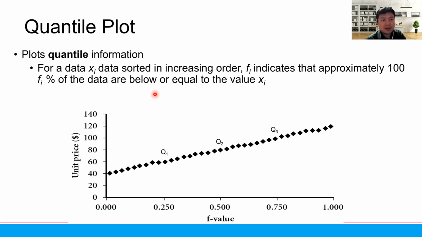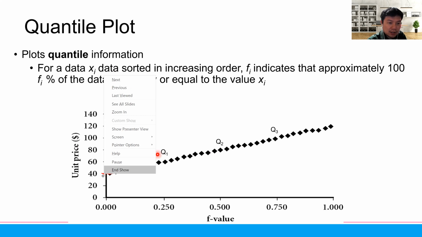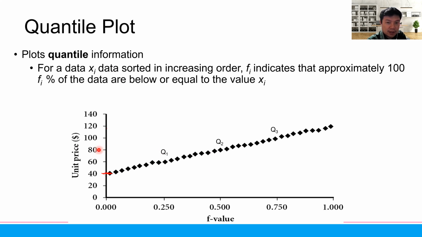Plot quantile information. If you have the data, let's say I want to see the data in the range of the unit price. I know that the data has a minimum of 40 and a maximum of maybe 120. I want to know where Q1 is, where Q2 is, and where Q3 is, and I want to make it as a plot. So this is the plot of the quantile information.